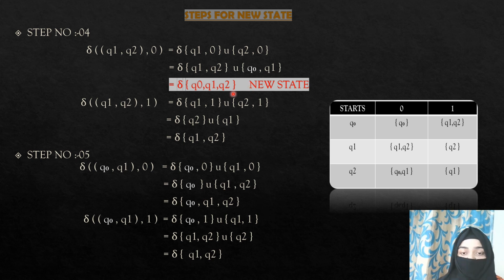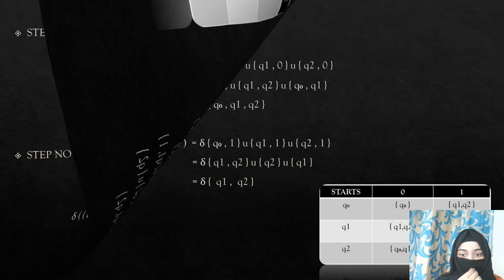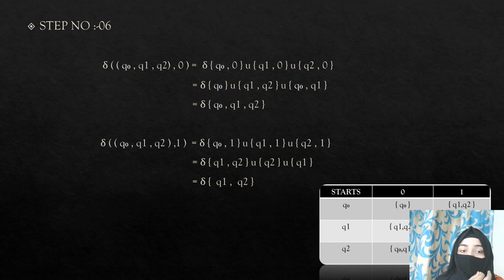In the previous step, when we first got it as a new state, now with respect to 1, what we got is Q1 and Q2. So Q1 and Q2 is already considered a new state, and we are not going to consider it one more time. So here we got a new state. What was that? Q0, Q1 and Q2. We are going to solve this also in step 6.